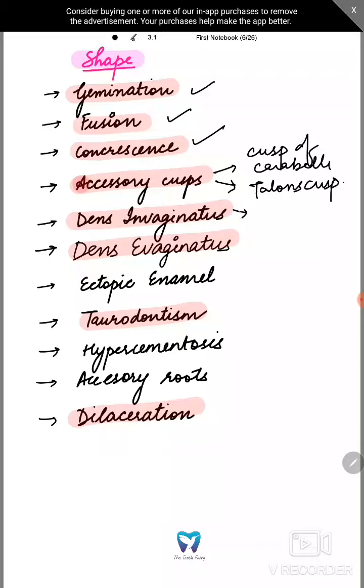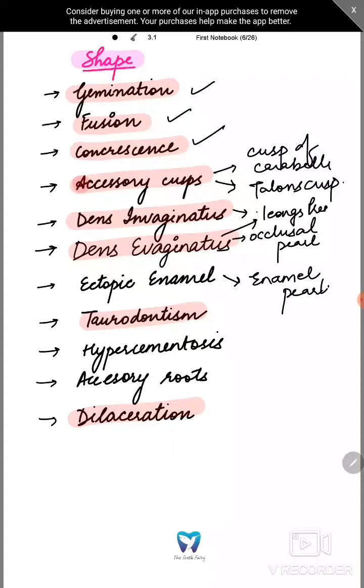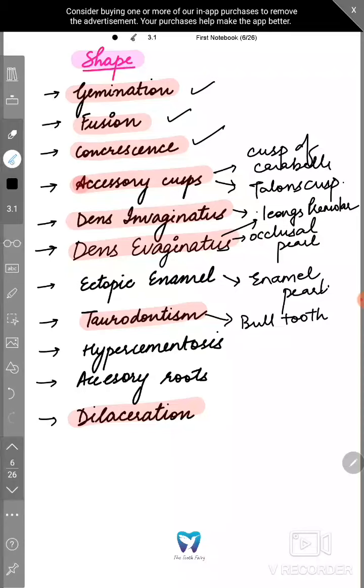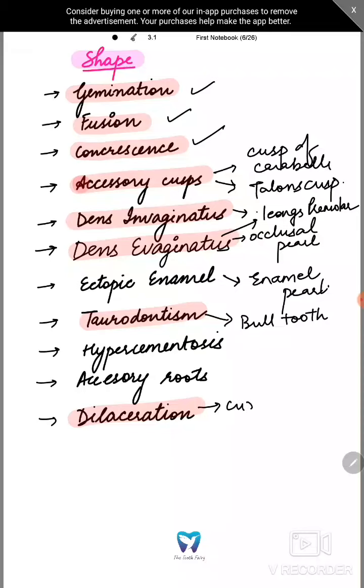Then we have dens invaginatus, which we call dens in dente, and we call it occlusal pearl. Ectopic enamel is called enamel pearl. This is also called Leong's premolar, so the question can come by this name also. Then taurodontism is like a bull tooth because the tooth is very large in size. And then we have dilaceration, which means a curved root.